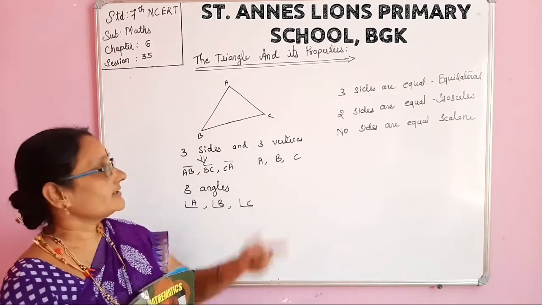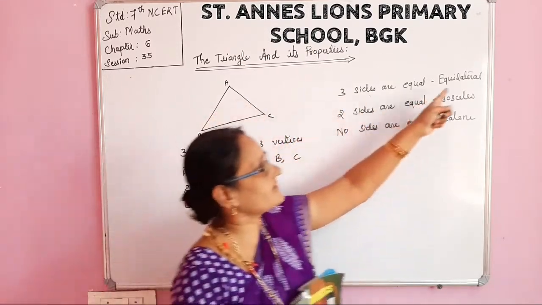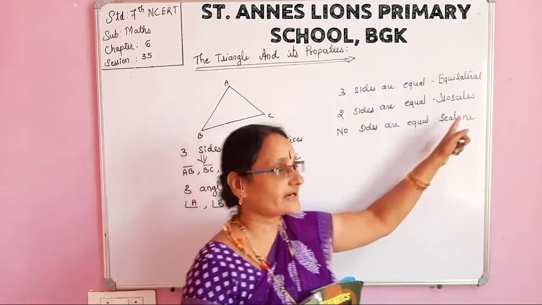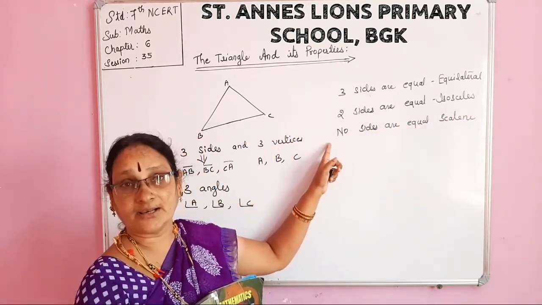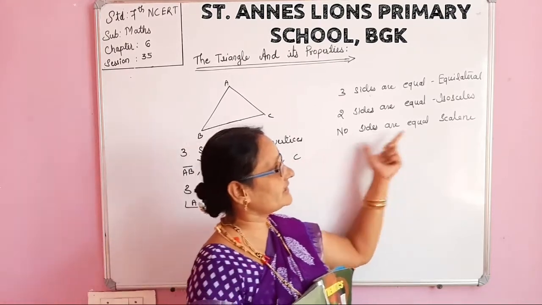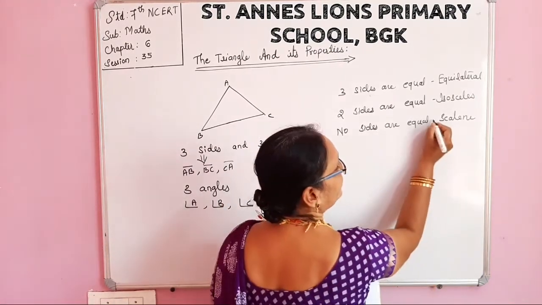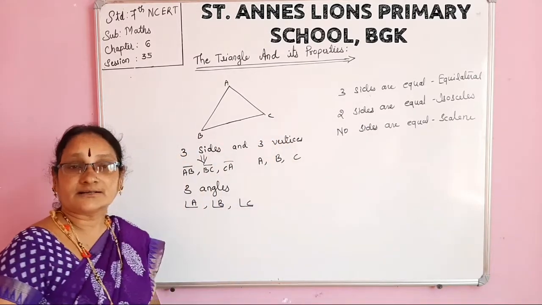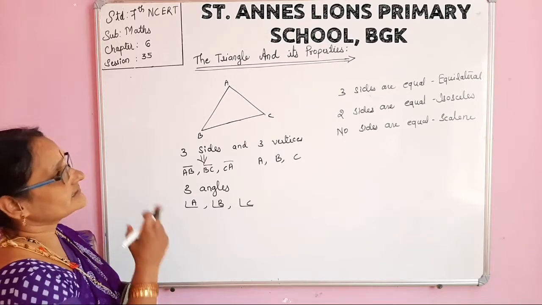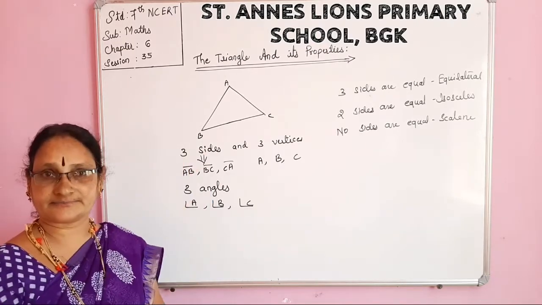Okay. If all 3 sides are equal, it is called an equilateral triangle. If 2 sides are equal, it is called an isosceles triangle. If no sides are equal, all 3 are different, such a triangle is called a scalene triangle. On the basis of the size or measurement of the sides, triangles are of 3 kinds.